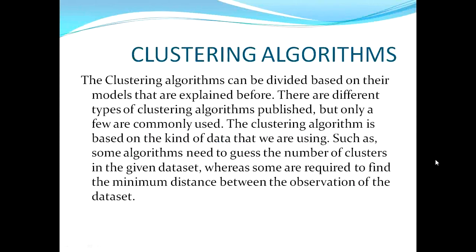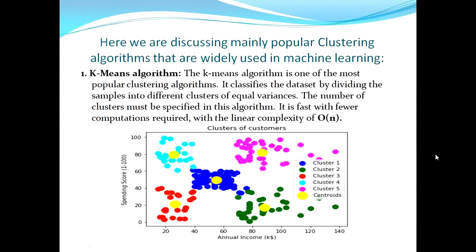So the clustering algorithms can be divided based on the models that were explained before. There are different types of clustering algorithms published, but only a few are commonly used. The clustering algorithm is chosen based on the kind of data that we are using, such as some algorithms need to guess the number of clusters in the given dataset, whereas some are required to find the minimum distance between the observations of the dataset. Number one is the k-means algorithm.